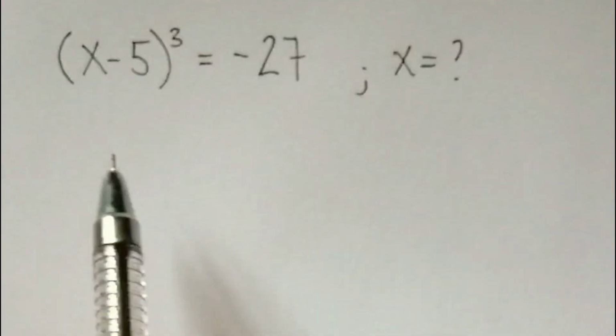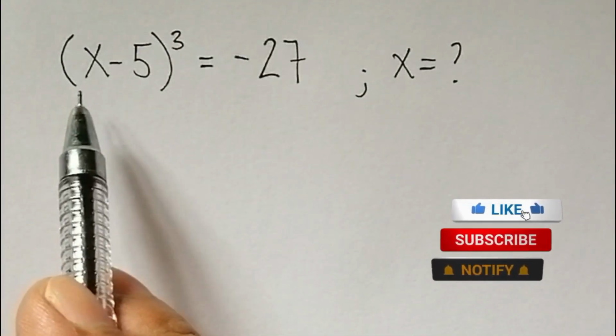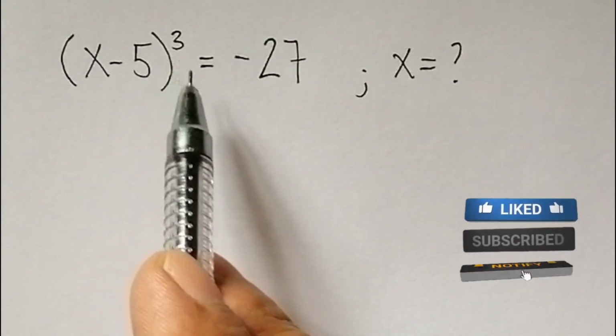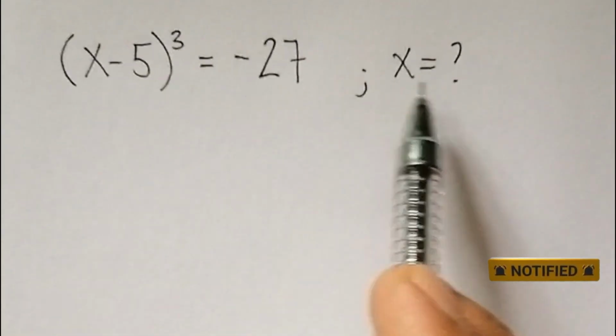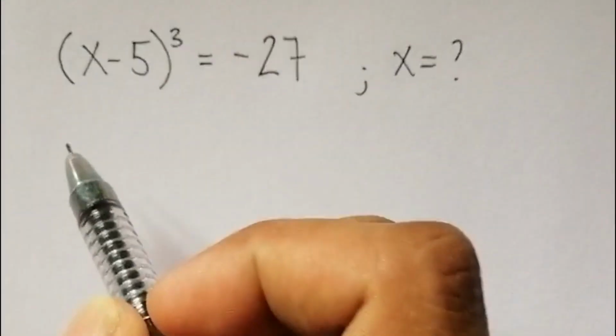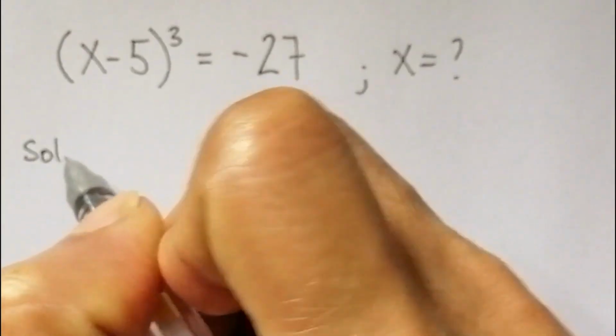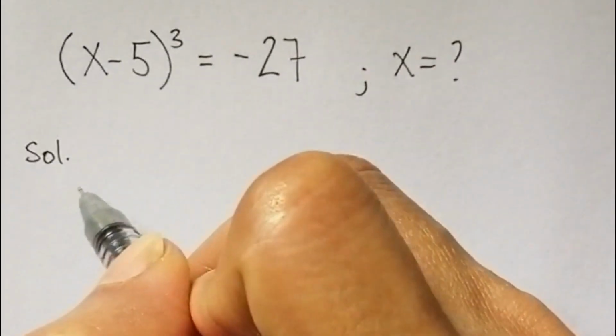Hello guys, here is the problem to be solved. (x minus 5) to the power of 3 is equal to negative 27. So we have to find the value of x. Let's write the solution and we'll write the given equation.